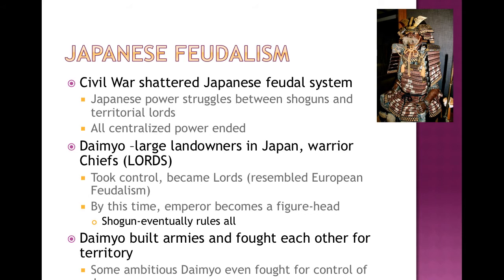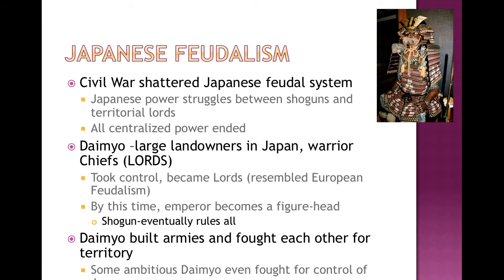By this time, the emperor simply is a figurehead. The emperor has no rule whatsoever. He pretty much has no political say. Eventually, and we're going to talk about this later on in your notes, the shogun, or the military leader, gets all the power, and the emperor just sits above him as a figurehead. So technically, the military leader is the one in charge.